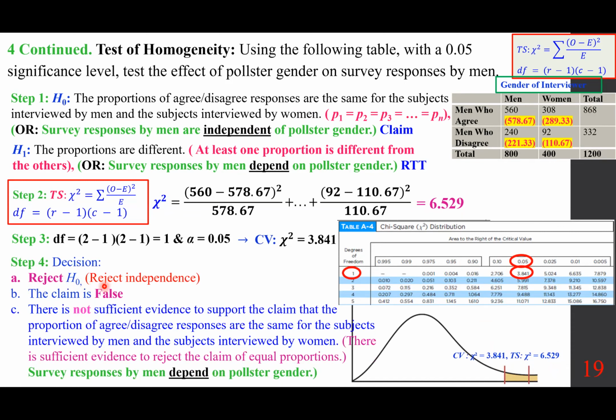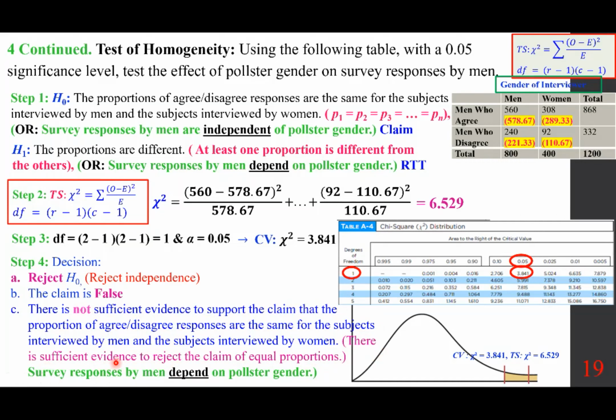Reject H0, which means we are rejecting independence. The claim is false. There is not sufficient evidence to support the claim that the proportion of agree-disagree responses are the same for the subjects interviewed by men and the subjects interviewed by women. Another way of putting it, there is sufficient evidence to reject the claim of equal proportions. So please pay attention to the way we write it. There is not sufficient evidence to support the claim, or there is sufficient evidence to reject the claim.